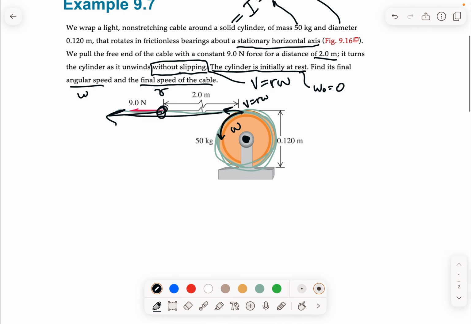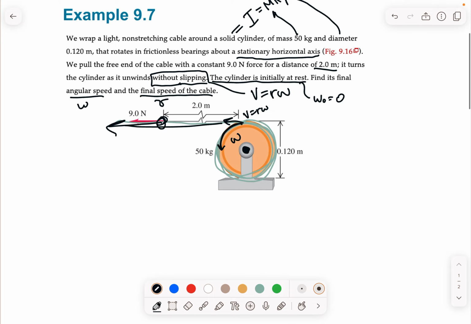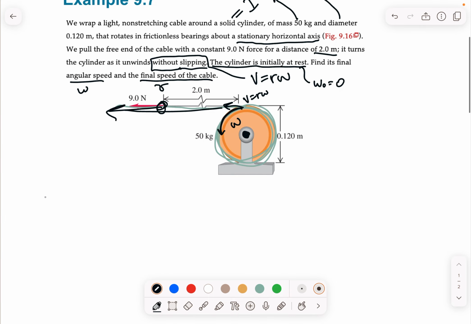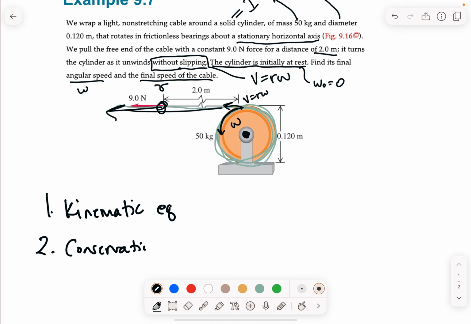We have some information, and let's review the tools that we have to use to solve this problem. One of them is kinematic equations, related to both linear motion and rotational motion. And then the other thing we have in our toolbox is conservation of energy. And so we're going to need both here. So let's see how far we can get with kinematic equations, since that's what we were just working with. And so let's write down a few.